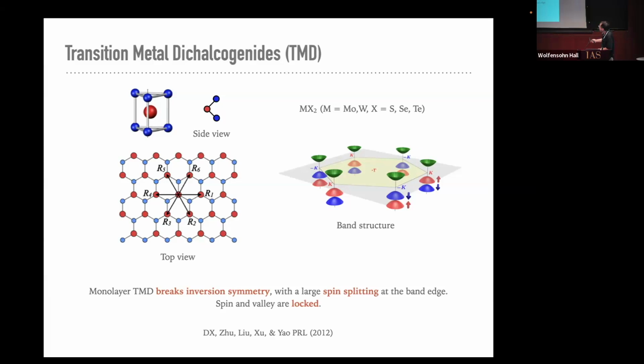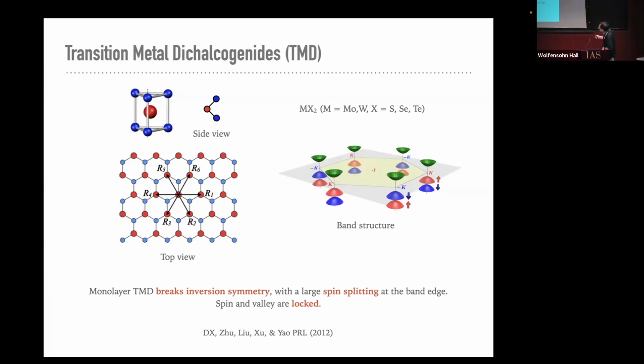And in addition, in the transition metal dichalcogenides, the active orbitals are the 4d and 5d orbitals, so the spin orbit coupling is extremely large. Coupled with the broken inversion symmetry, it leads to a very large spin splitting at the valence band top. So you can see that this is spin up and spin down.